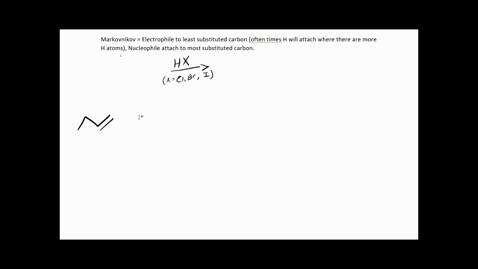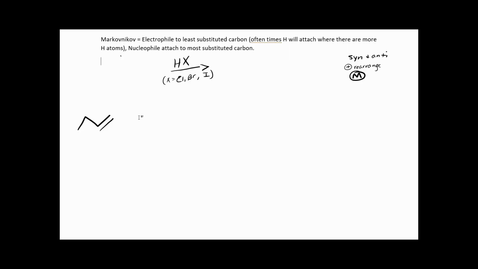Now, hydrohalogenation can add both syn and anti. That means the same side or opposite sides of that pi bond. It does go through a cation step, so watch for rearrangement. Now, that rearrangement can be a cation rearrangement. It could be a hydrogen shift, or you might want to watch for that methyl shift as well. This is a Markovnikov reaction.